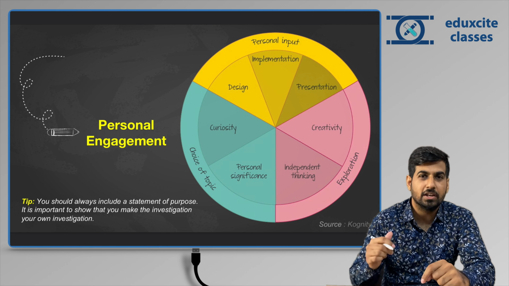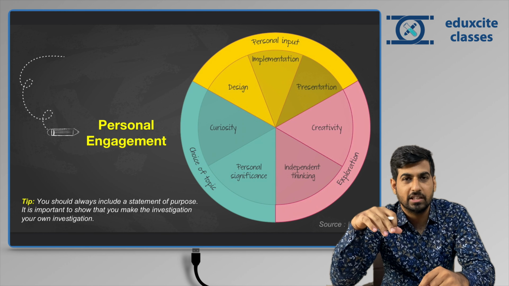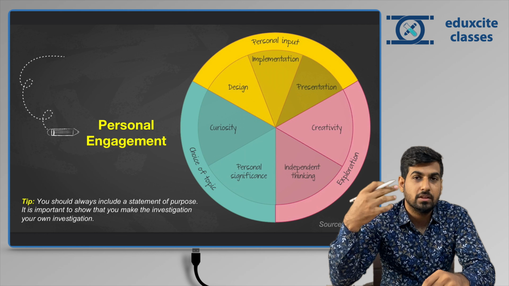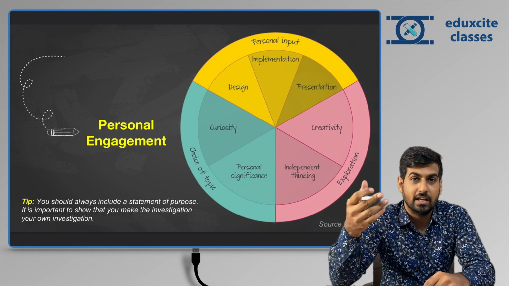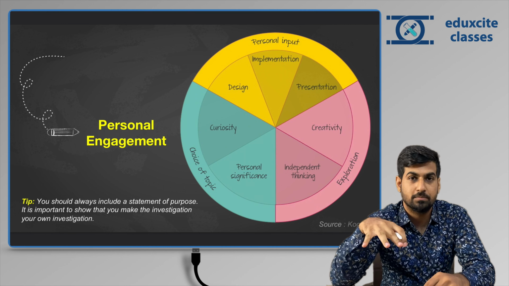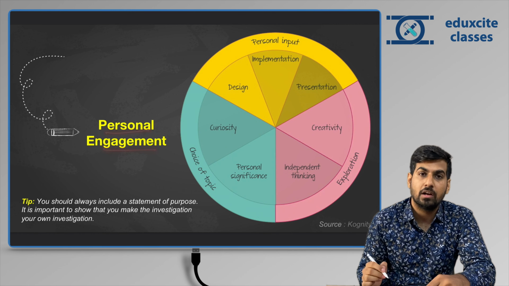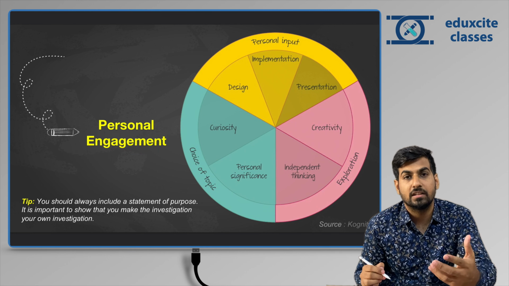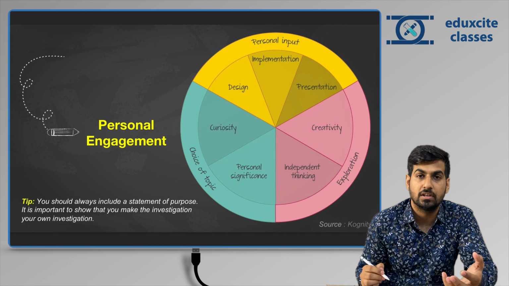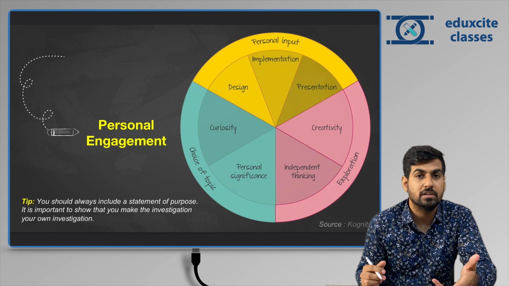So it is not like you will put a personal engagement heading under one column and write all your engagement. No, how you make this investigation, this IA your own, this will give you the marks for this particular criteria. Okay, so what we as examiners are looking for, or in other terms, what are the evidences which denote that this is the personal engagement done by the student.